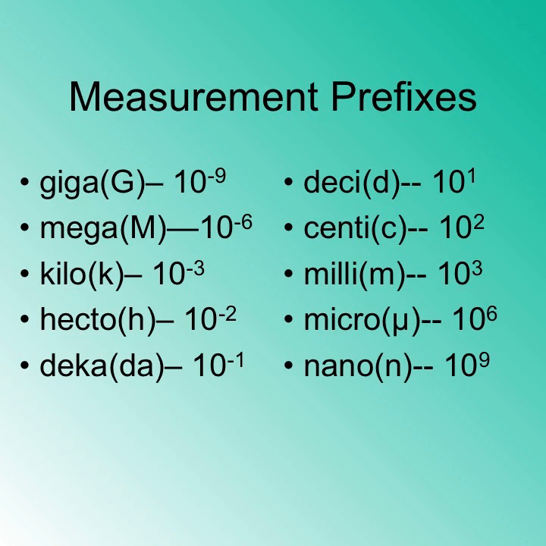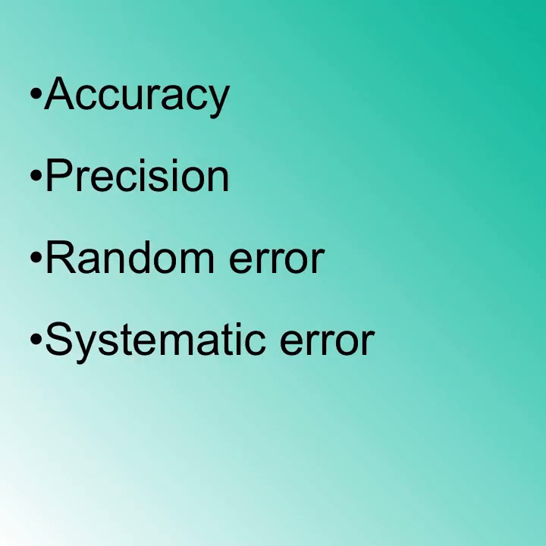There are certainly more prefixes than this, but these are the ones that we typically would use more often. As we encounter more stuff in chemistry, I'll introduce a few more prefixes, but these will work for most of what we do. Alrighty, what we need to discuss next is what I got a little bit into earlier: accuracy and precision, and then random error and systematic error.